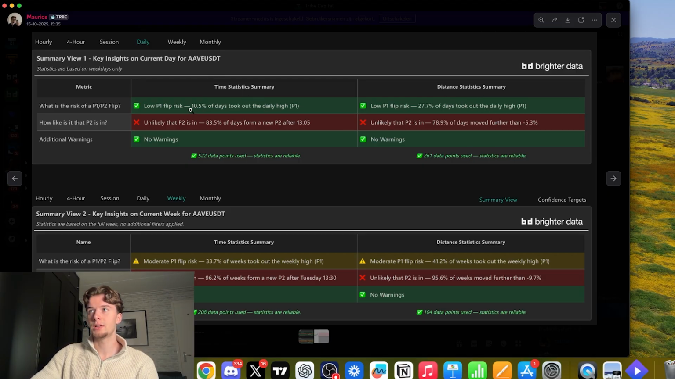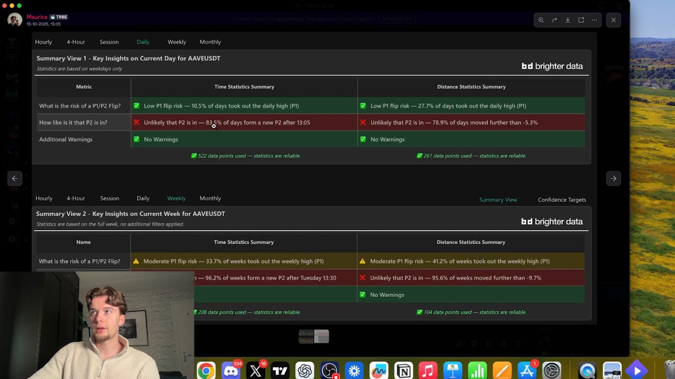Over here you can see that we had a 10.5% probability that we were going to take out the daily high on that day. And over here we have only a 27.7% probability that we're also going to take out the daily high. So both probabilities were decently bearish. Why? We created a high on that day and we created a low on that day, and the high had a very low probability of getting swept again.